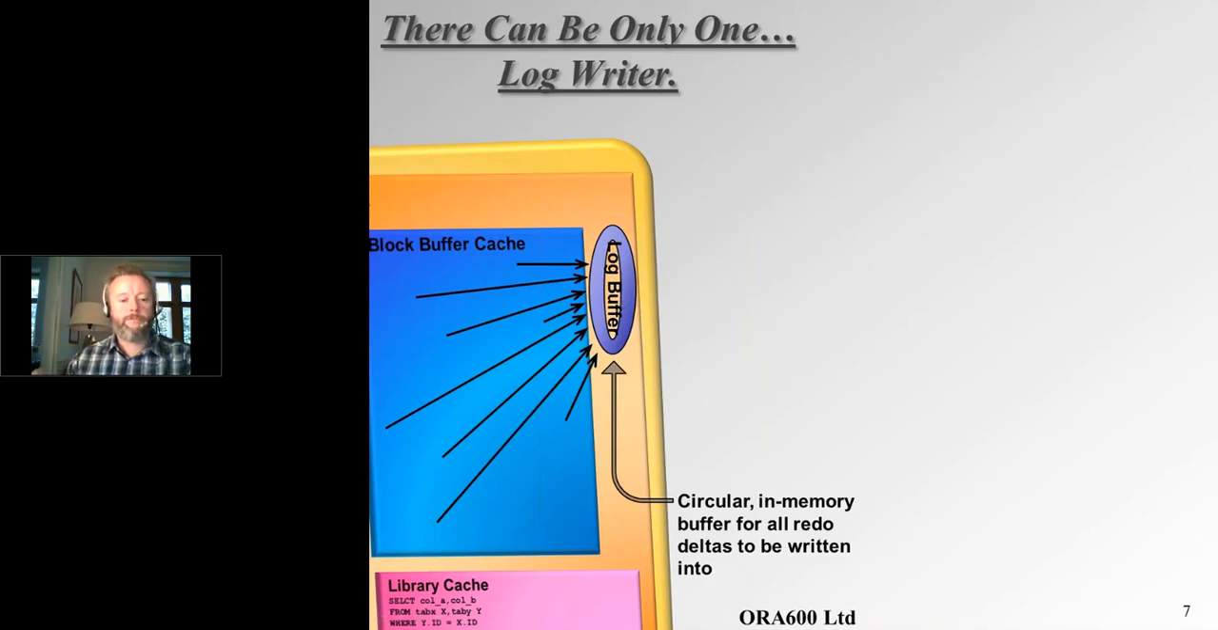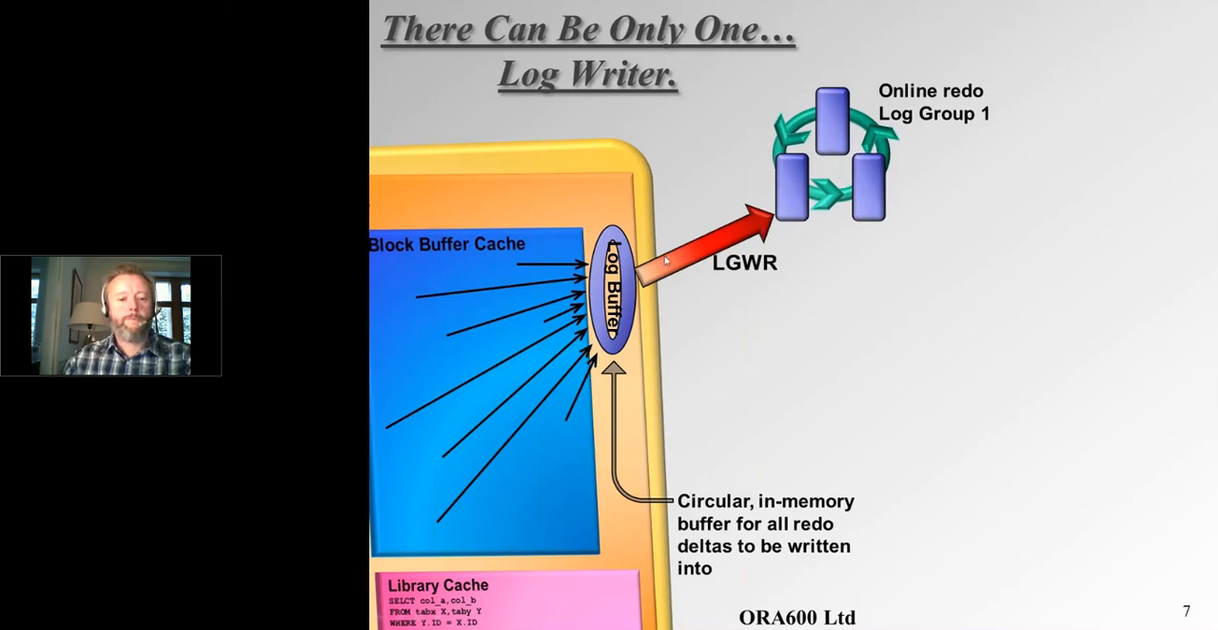Now this groups all the information together, and this one process, log writer, then writes the contents of the log buffer out to the online redo logs. Now these are your storage. You have to have at least 2 files, 2 online redo logs. And you usually have 3 or 5, you can have 7, you can have 4. It just seems to be common that you have 3 or 5.